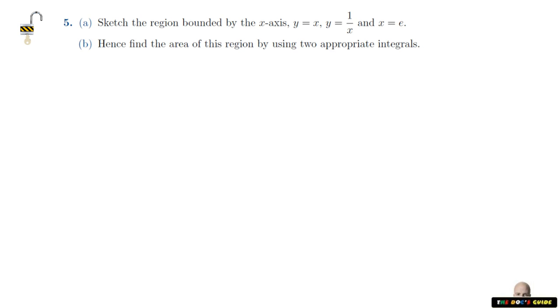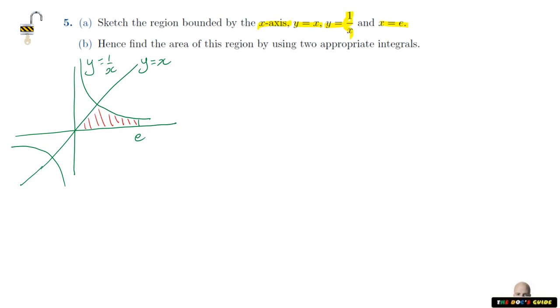So let's have a look at some typical questions. First one: sketch the region bounded by the x-axis, y equals x, y equals 1 on x, the reciprocal function, and x equals e. So as always, take your time and get a reliable sketch of what you're working with.